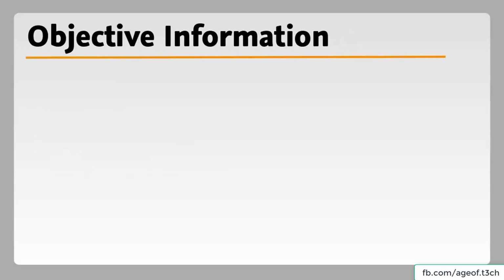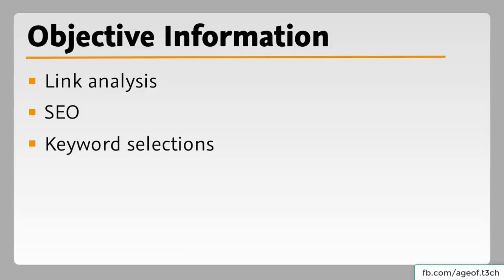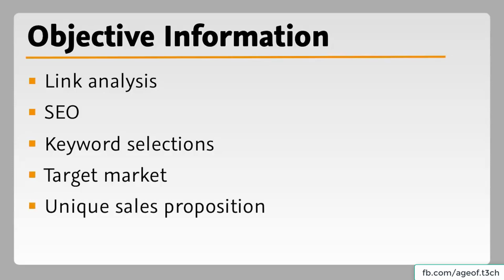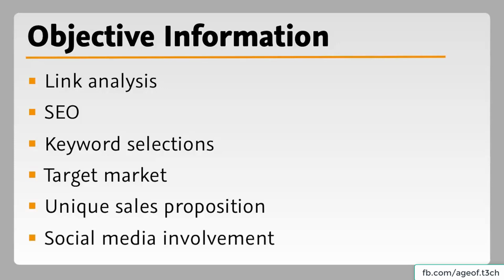Objective information is the link analysis. How many links do they have? Who's linking to them? You can look at their search engine optimization on the page and get a sense of what their keyword selections are and if they're optimizing the right way. You can also look and see, are they targeting the right market and what is their unique sales proposition? How are they presenting themselves? Are they using the right words to reach the right people? And you can always measure their social media involvement.